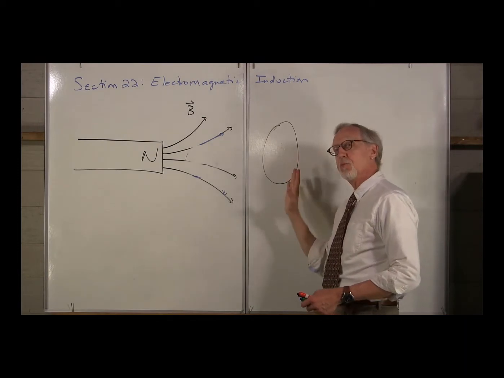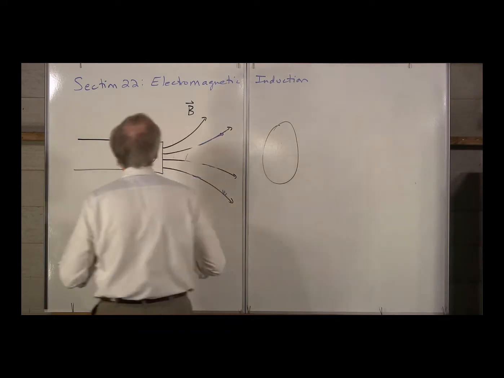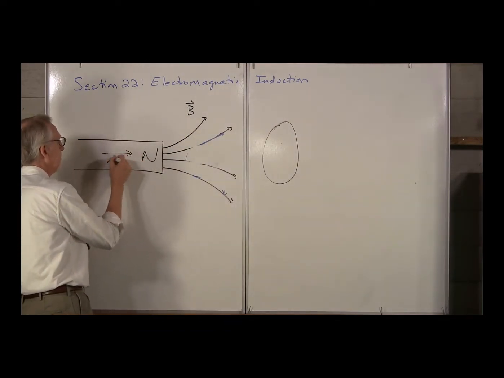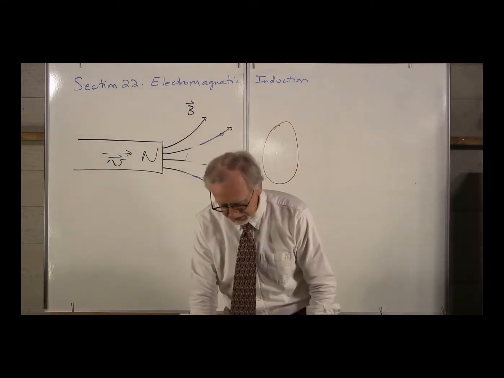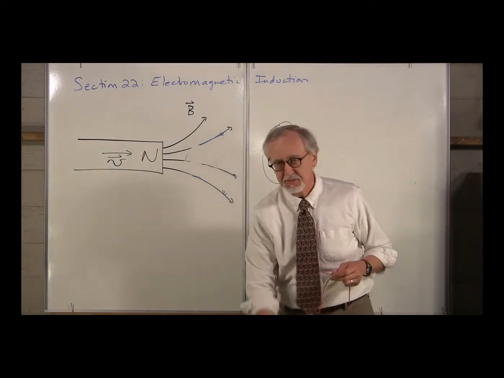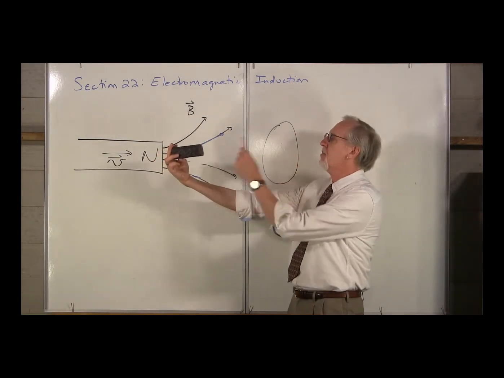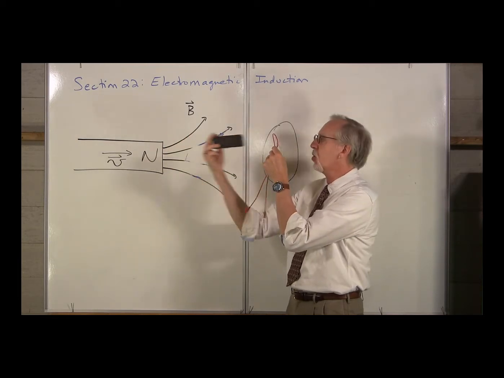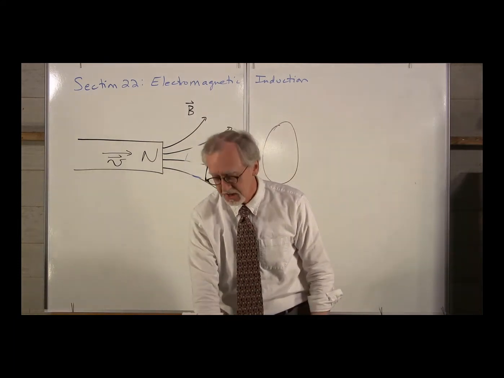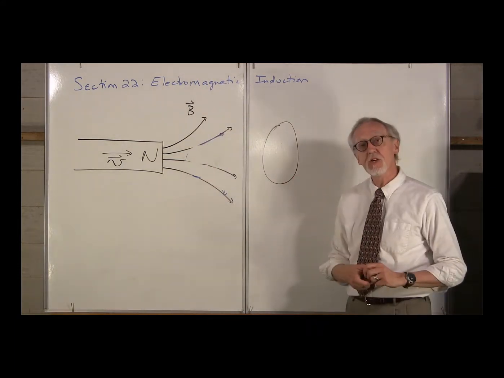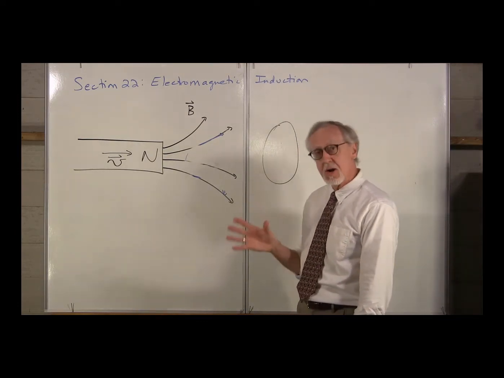Rather than moving the loop toward the magnet, toward the magnetic field, what if we move the magnet? We keep the situation exactly the same, except now, this would be my magnet, rather than moving the loop toward the magnet, we move the magnet toward the loop. Well, what's the difference? The difference is that we now do not have moving charges. The charges are stationary. Will we get a current or not?